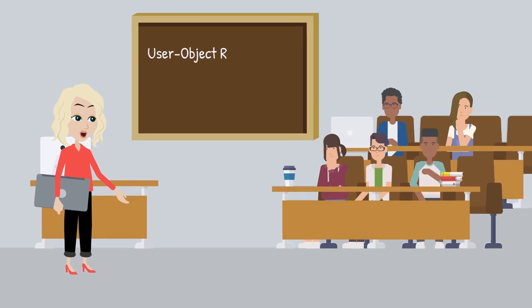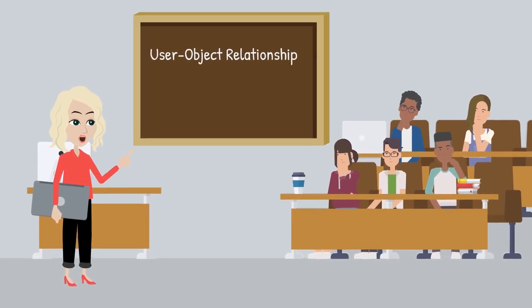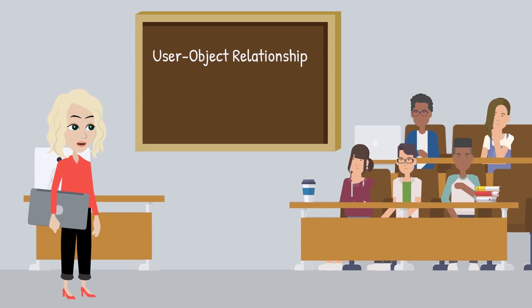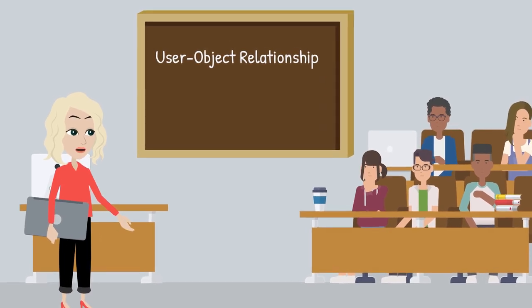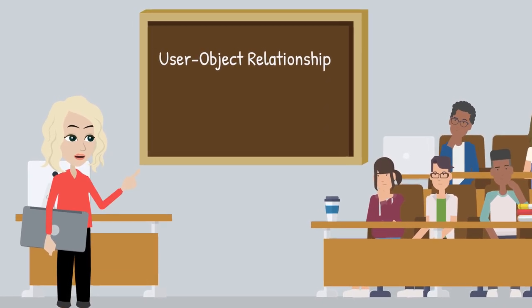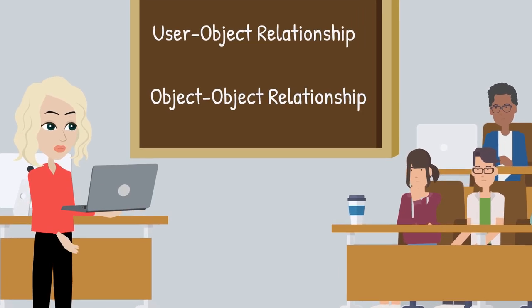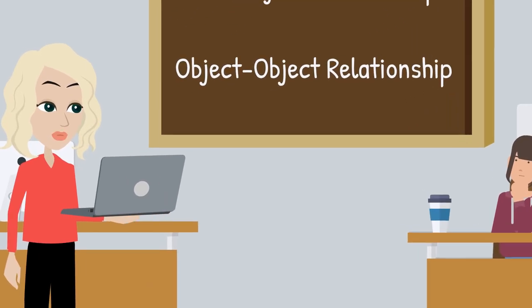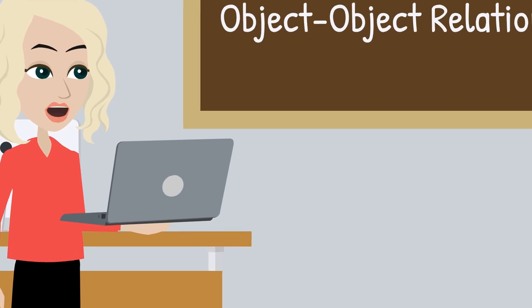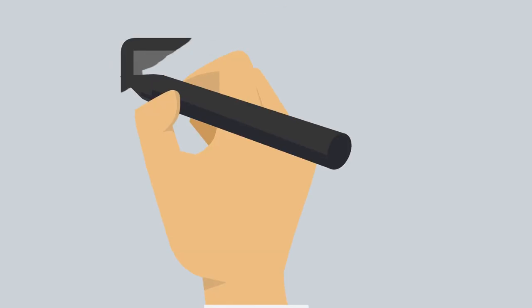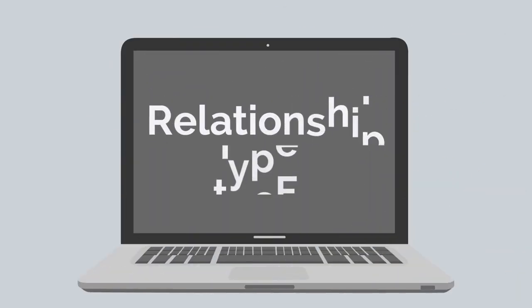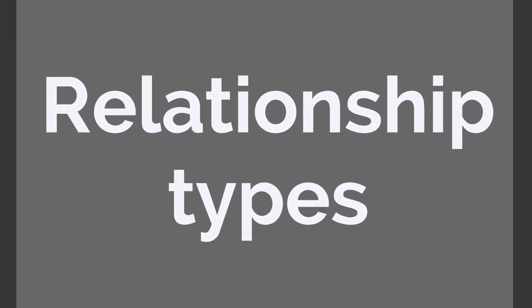Relationships in a social IoT system can be classified into two types. User-object relationship, where there exists some form of association between the user and physical object, and object-object relationship, where the physical objects are bound to each other through some relation. In social IoT applications, the type of relationships plays a very crucial role.